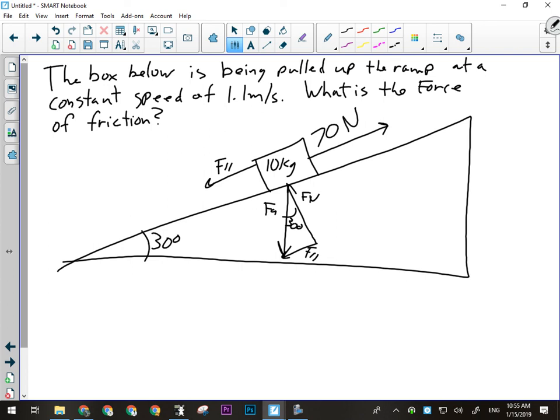Now, given the information that I have, I should be able to calculate the force of gravity. 10 kilograms times 9.81 is 98.1 newtons. If I want to calculate F parallel, it will be the sine of 30 times the hypotenuse, which is gravity, so 98.1. That's going to be 49.05 newtons. So F parallel is 49.05 newtons. The question is asking what the force of friction is.